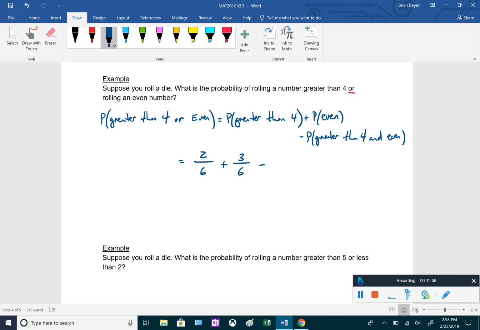Minus the probability that it's greater than 4 and even. There is one number that's greater than 4 and even, that's 6, so that happens once out of 6. So a little hint here: the denominator should always be the same because it's the same sample space. So 2 plus 3 is 5, minus 1 is 4, so that's 4 out of 6. Or 0.6 repeating, or 0.667, or 66.7%.